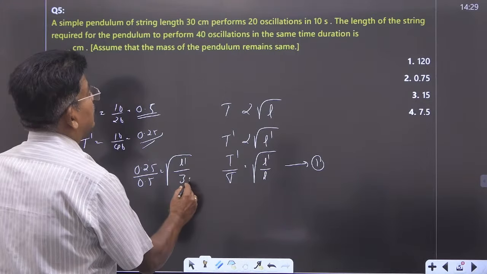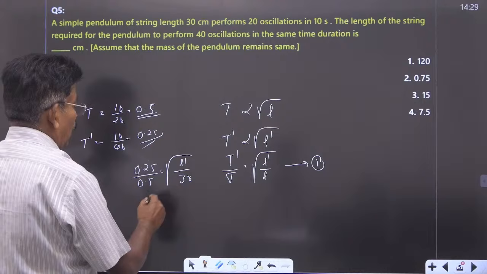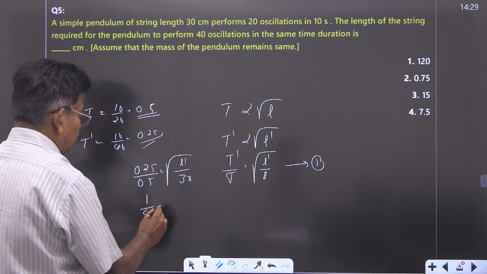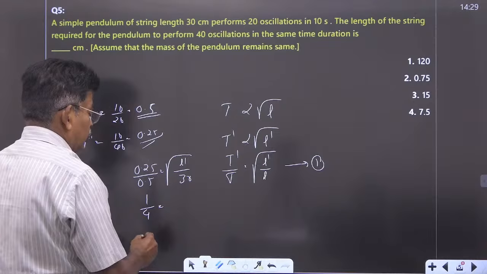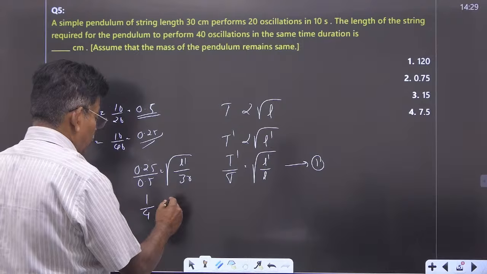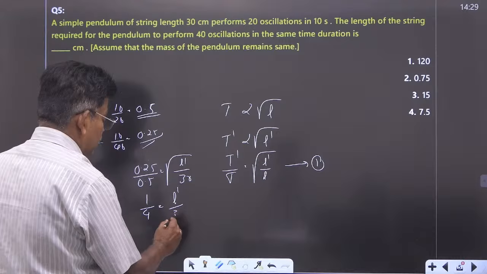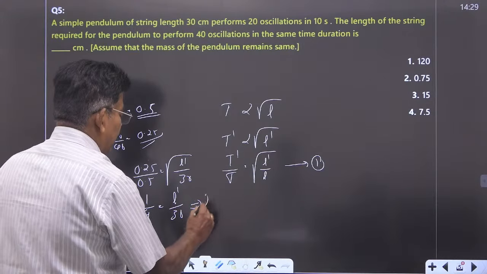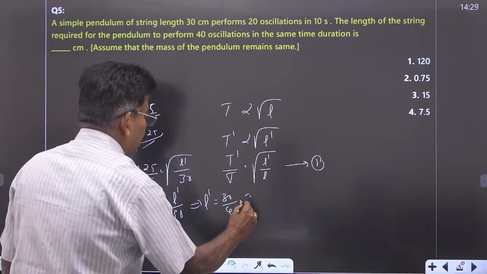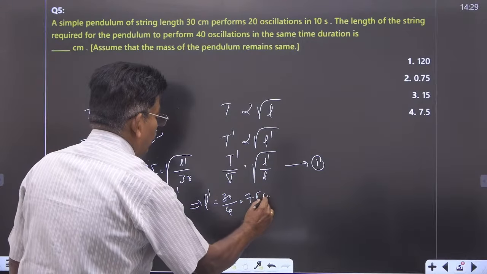L is 30 centimeter. The quantity is 1 by 2. The quantity within the root, we have to square it. So you have to square 1 by 2. 1 by 2 square is 1 by 4. L dash by 30, then L dash comes to be 30 by 4. That comes to be 7.5 centimeters.